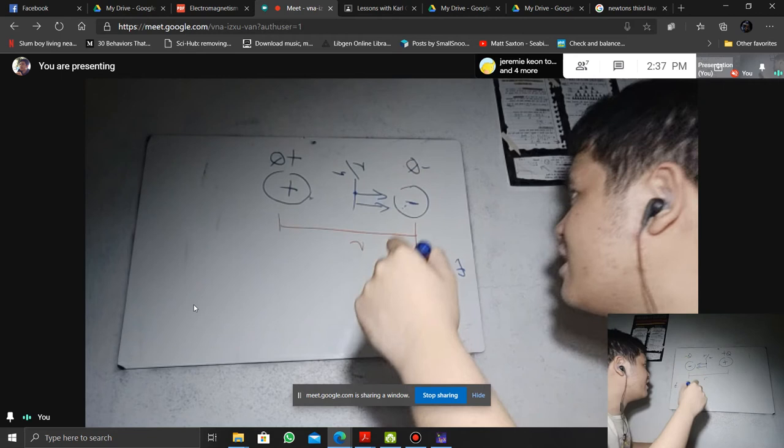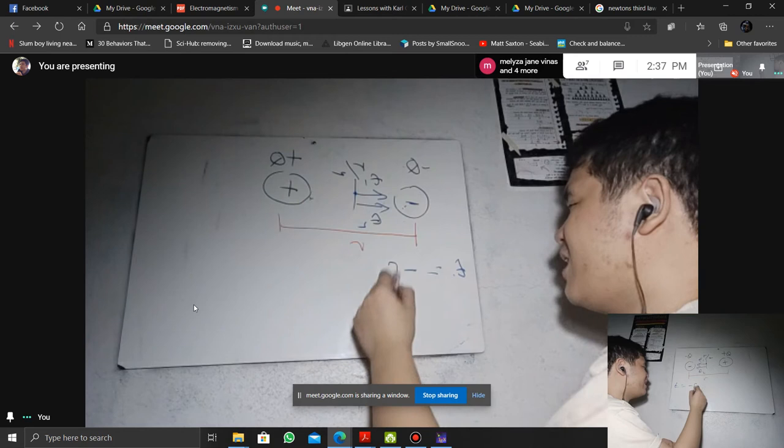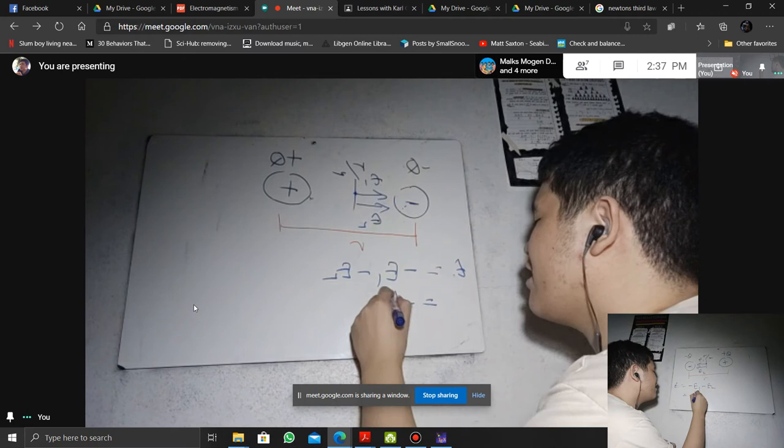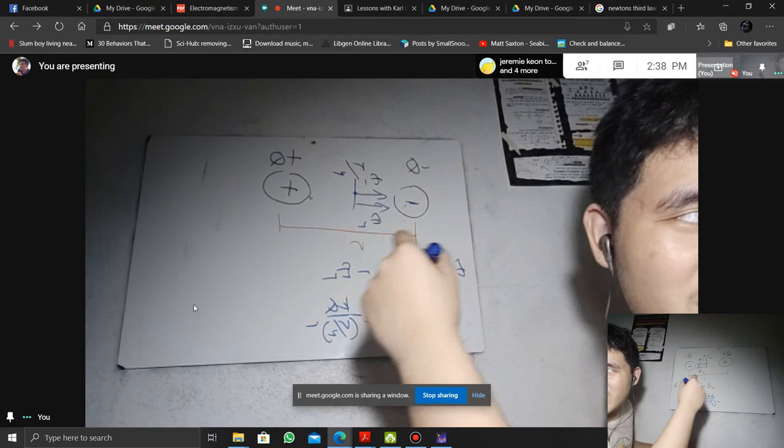Look at the components and disregard the sign first. Dahil nasa parehong negative sila, di ba? E1, E2. So, negative E1 minus E2, which is equal to negative KQ over (R/2) squared minus KQ over (R/2) squared. Ayan. So, kita natin na the electric field is quote-unquote negative, ano? Or in the direction of the negative x-axis.